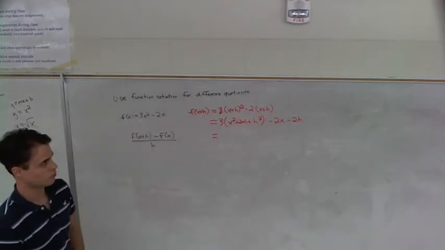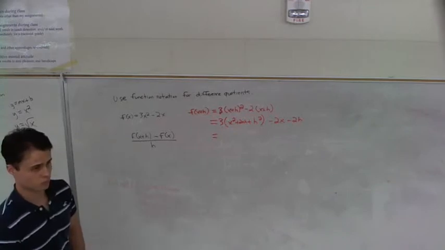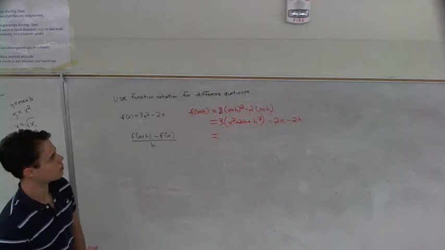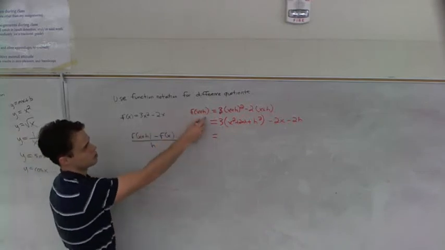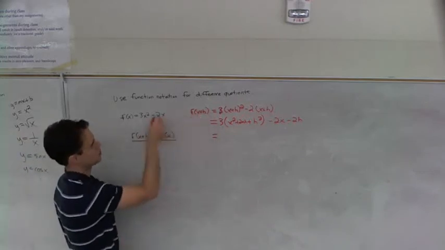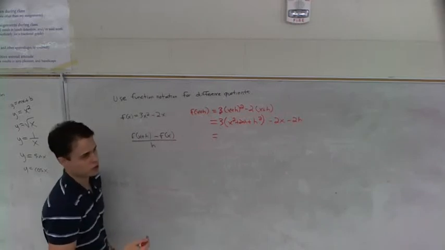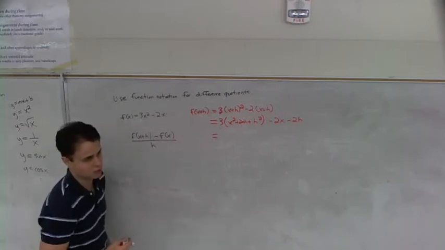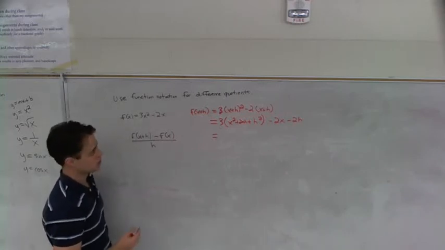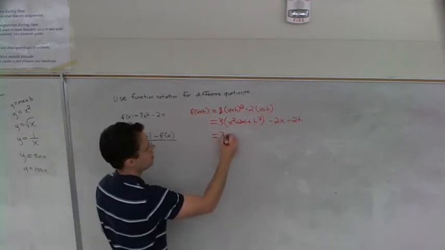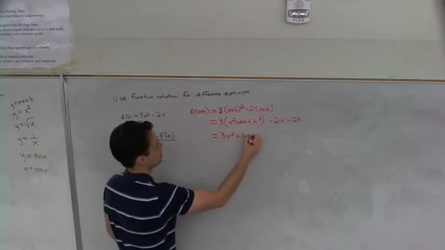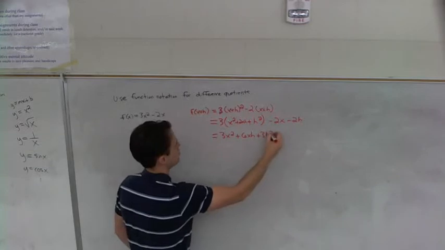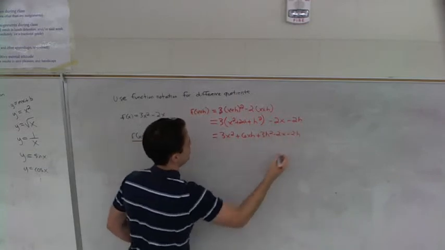Why'd you put the h in all those? Because I'm assembling this. It says plug in x plus h. I don't know what h is. Alright, I see. It's just something we're plugging in. So you're only doing the very first one. Yep. Okay, so I get 3x squared plus 6xh plus 3h squared minus 2x minus 2h.